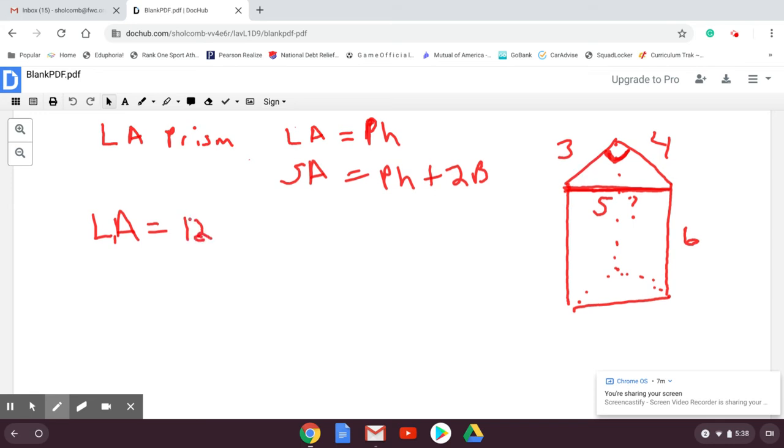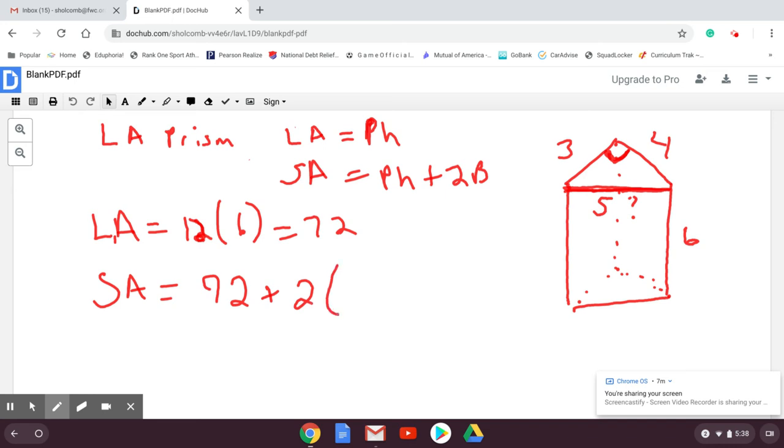For the lateral area, which is the area of the 3 rectangles around the outside of the prism, you would take that figure and multiply by 6, and you would get 72. Now, the surface area is equal to the lateral area, or pH, which is 72, plus 2 times the base. But the base is a triangle. So I would actually put in here 2 times 1/2 base times height. That's the formula of a triangle.